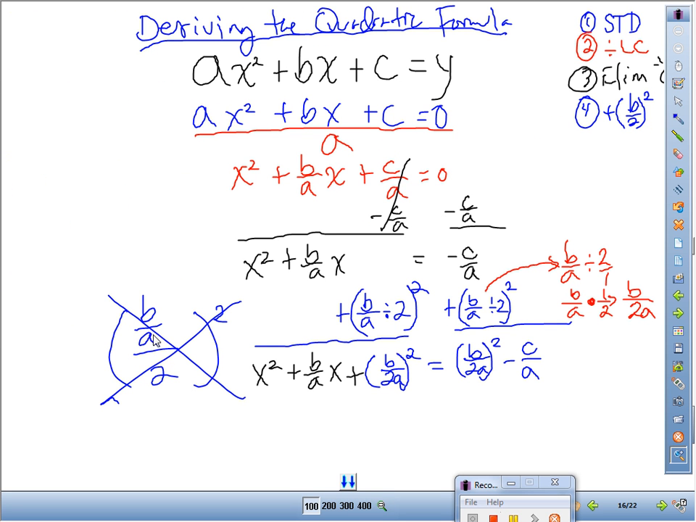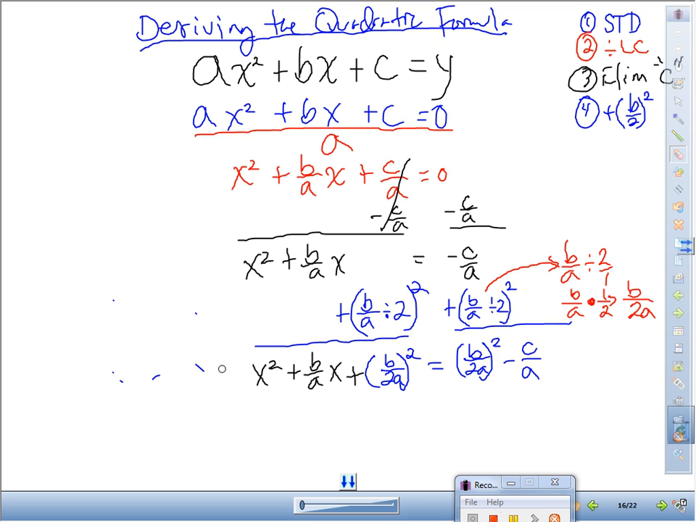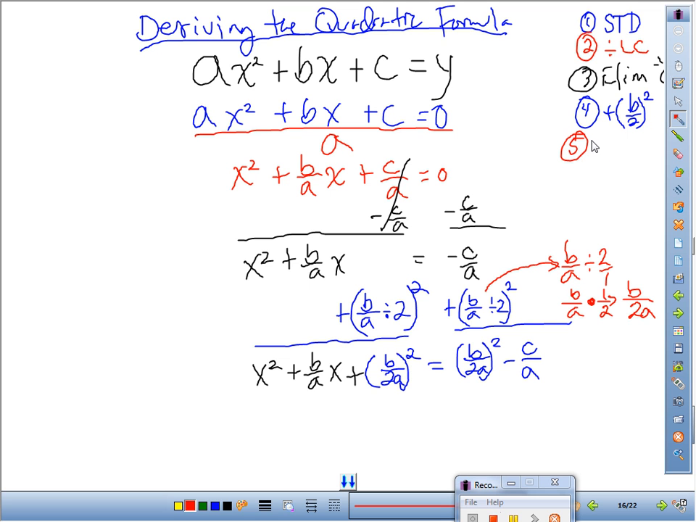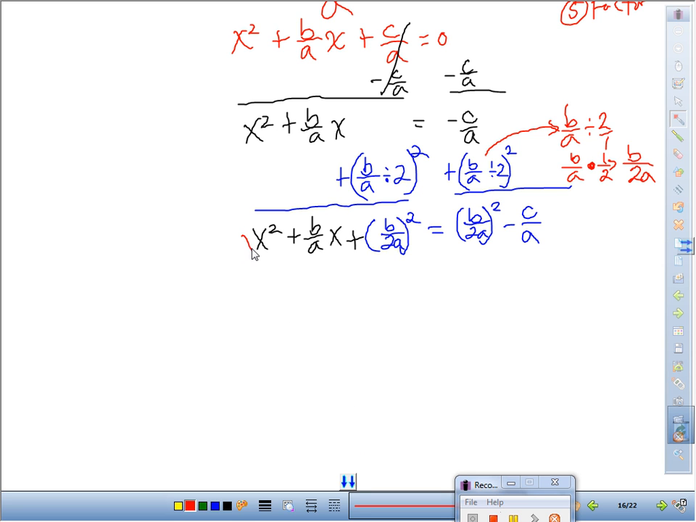Okay. I said do not copy this because that was just to elaborate on what not to do. Okay. Now, we go to our next step. Our next step is step number 5. We factor. Remember that? Therefore, square root of the first, x, square root of the last, what do we have left? b over 2a, and it's a plus and all that squared. Are we there so far?